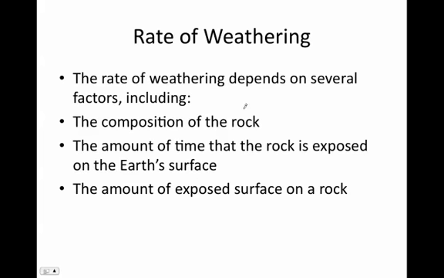How fast does weathering occur? Well, we heard at the start of this slideshow that it's not very fast. However, there are some instances where we could speed up the chemical weathering or the mechanical weathering. It depends on the composition of the rock and the amount of time that it's exposed on the Earth's surface, as opposed to if it's buried. If it's buried, obviously weathering takes longer. But if it's on the surface, then mechanical or chemical weathering can speed up.